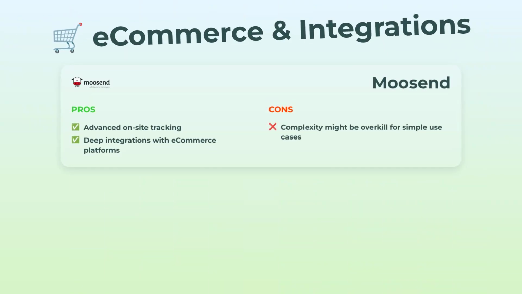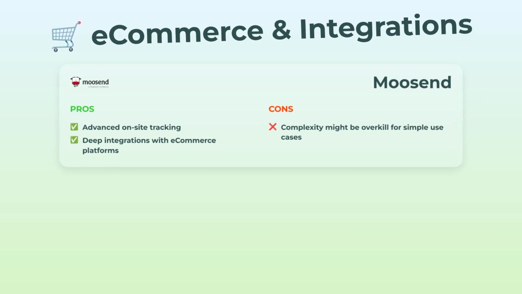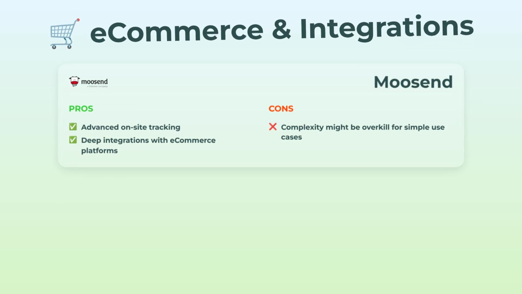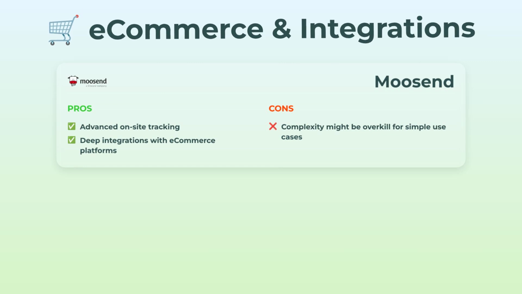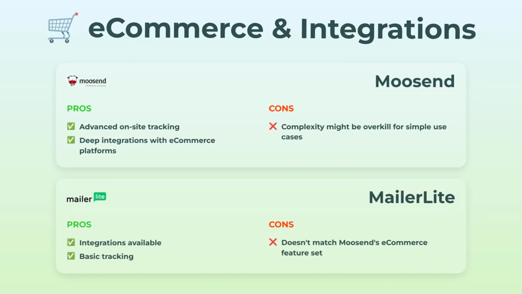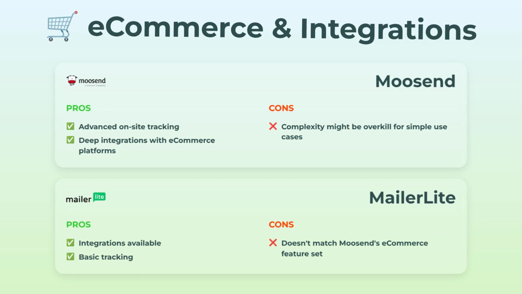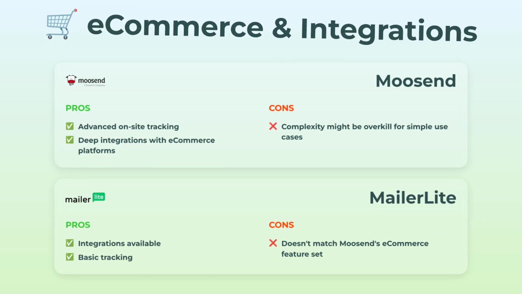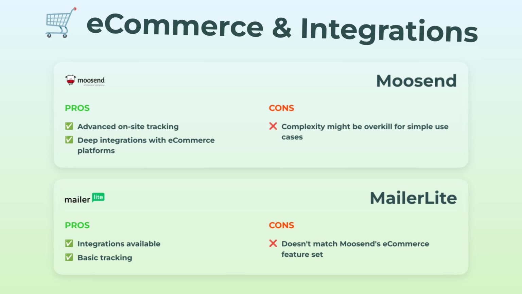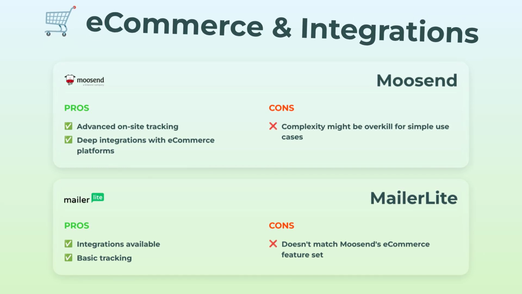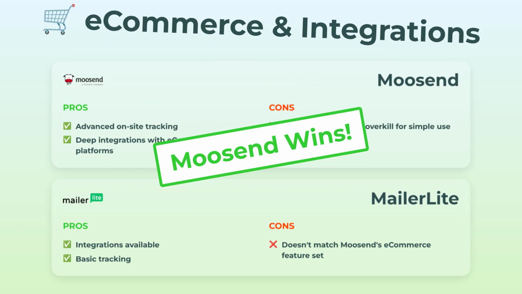Okay, e-commerce and integrations. Moosend seriously goes all out here, with slick tracking on your actual shop and integrations that plug right into pretty much any storefront you've got. For small lists, though, honestly, it might be overkill. Now, MailerLite has integrations too, and can manage the basics like standard tracking and hooks with other apps, but it just doesn't hit the same level for e-commerce. So, Moosend's taking the crown on this one.